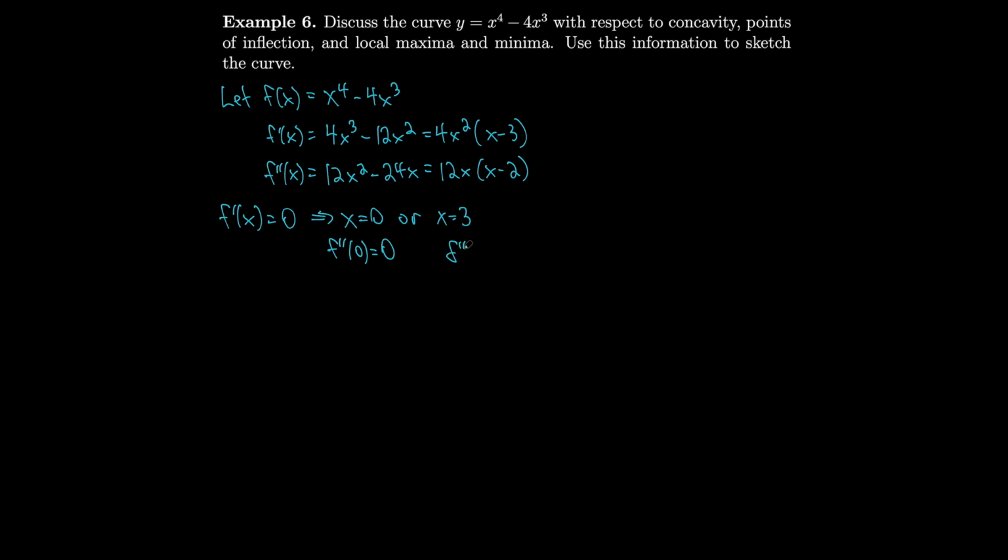But at 3, it equals 36, which is positive. So that does tell us something. The second derivative test says that f of 3, which is minus 27, must be a local minimum.